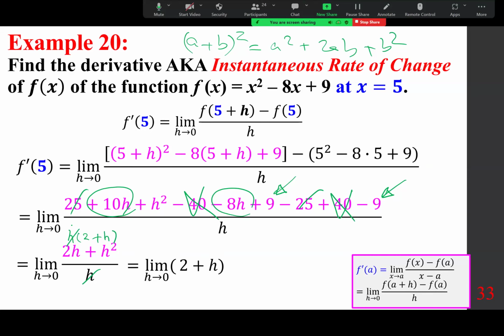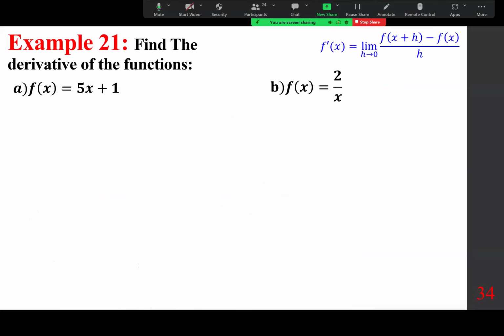We get the limit of 2 plus h as h approaches 0, and the answer is 2. Please understand this can be done pretty fast using formulas, but we are going with definition. We are going to use this definition to find the derivative of f of x equals 5x plus 1.